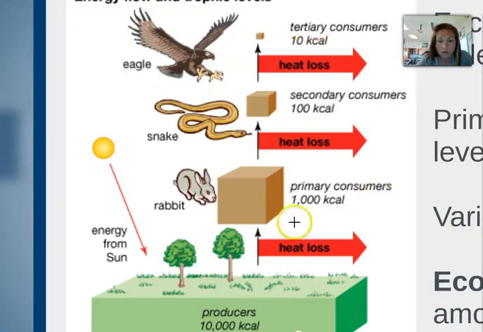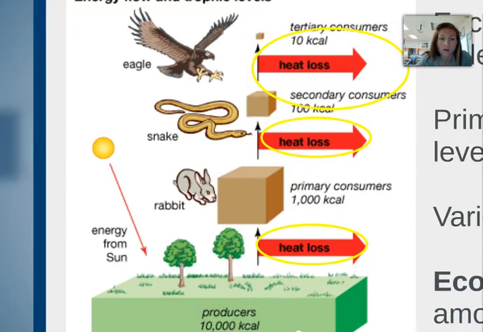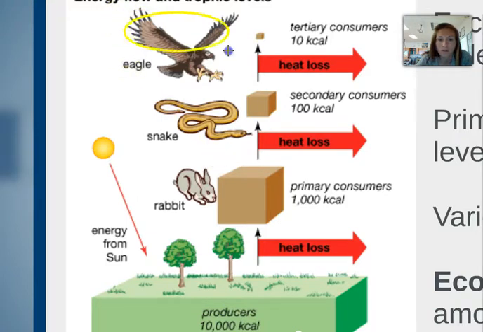Notice, though, in each case, you have heat loss. So energy does get released as heat, and what ends up happening as you go up in a pyramid, you have less and less energy being passed on. Notice the 1,000 kilocalories, 100 kilocalories, down to 10 kilocalories. So the organism at the top of the food chain, or pyramid as we're looking at here, usually has to consume a lot more food than the rest of the organisms because they're not getting as much energy from what they're consuming.